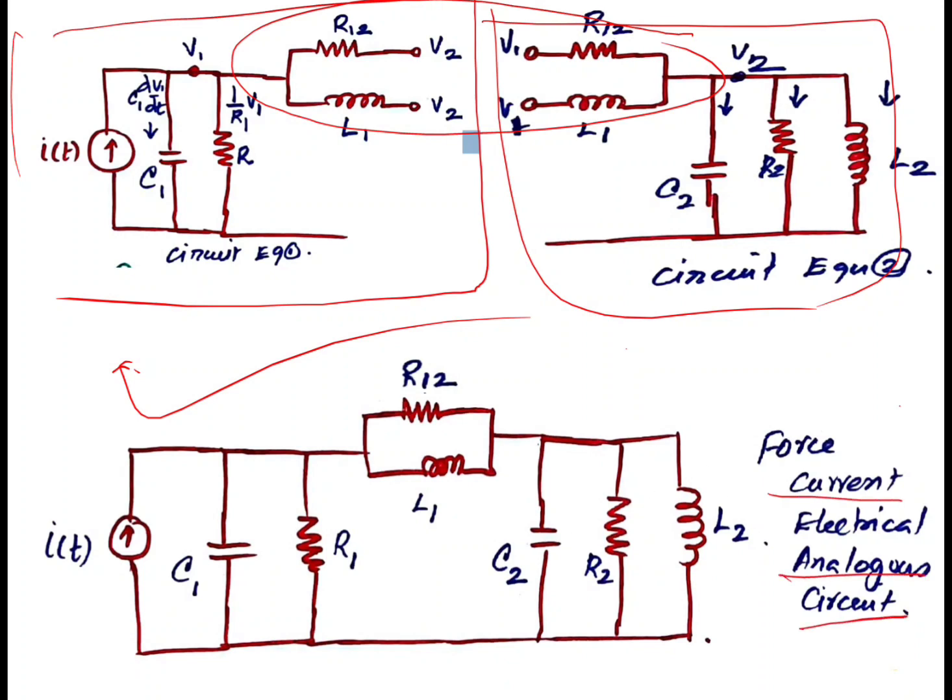This is the way we can draw electrical circuits, the force voltage and force current electrical analogous circuits for the given mechanical translation system.